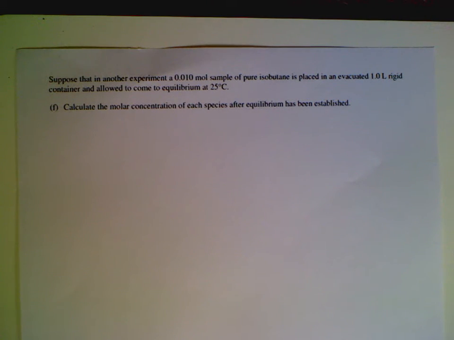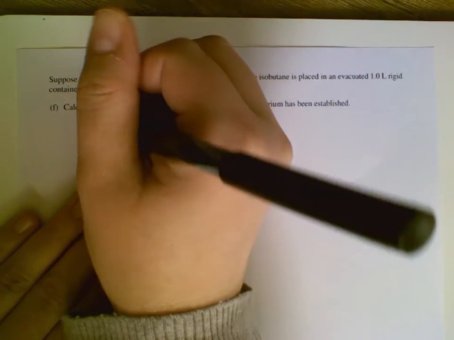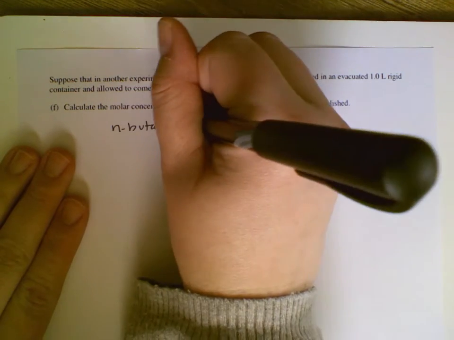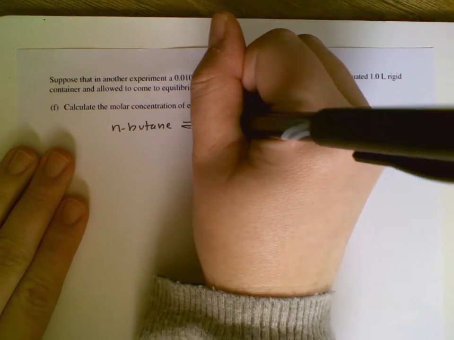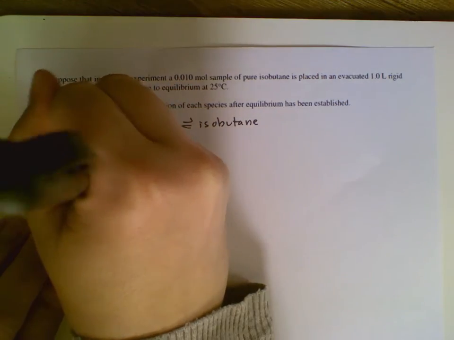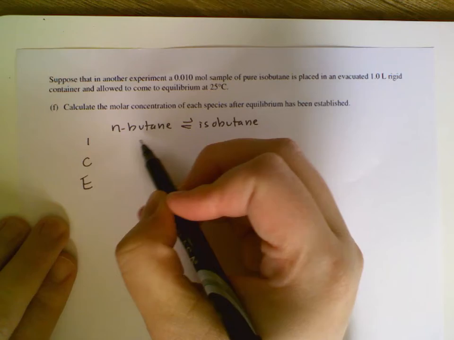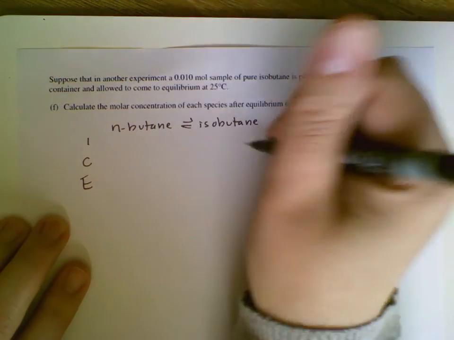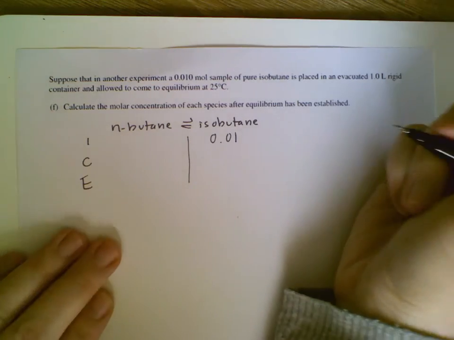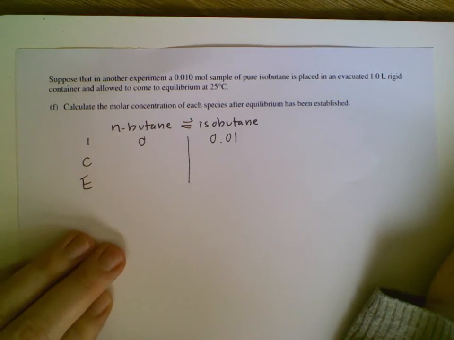I think in my mind, though, it's like, I don't know if I believe that. So I'm going to actually show you the math for that, and I will prove it to you. Okay. On the previous ice table, my 0.01 moles went in for the N-butane. Now they are going in for the isobutane. All right, and I don't have any of the N-butane left.